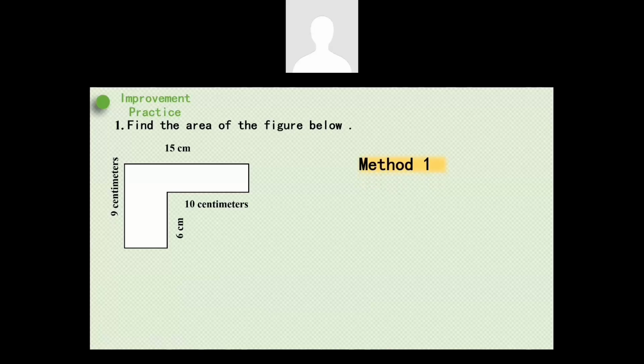We have challenge one. Challenge one is an irregular shape. The PPT shows three methods. I will give you 1 minute, choose one method and write the idea.